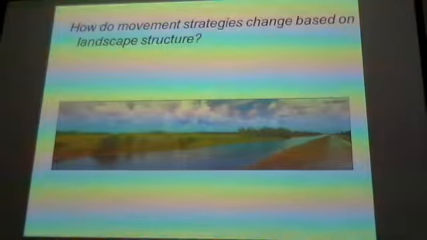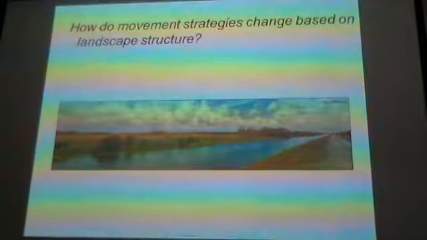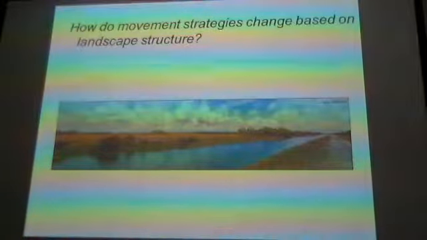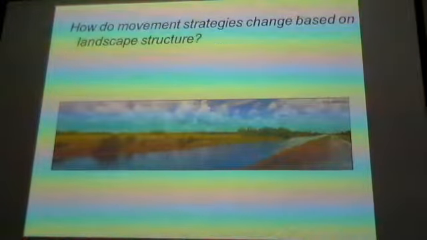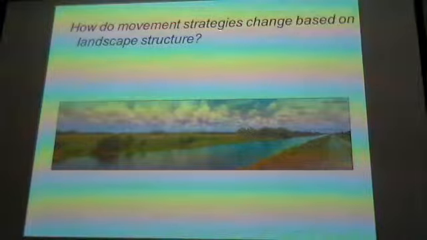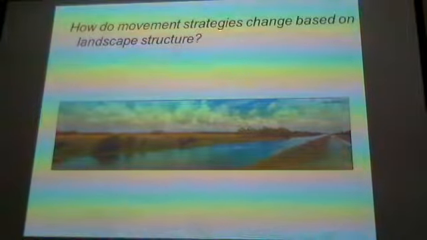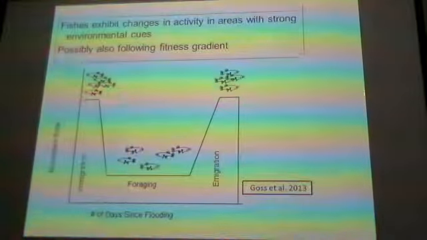And so my question is, how do these movement strategies change based on landscape structure? By landscape structure, I mean both the presence of or proximity to a deep water habitat, and also the change in water level itself, which I consider part of the landscape structure. And then through extension, how does this affect community processes, community assembly, and beta diversity?